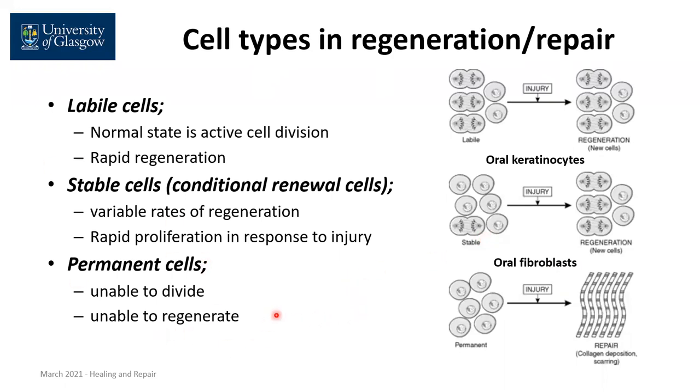And then finally, we have permanent cells. As you can tell from the name, these are unable to divide, unable to regenerate. Good examples of these would be your heart or your muscle cells, or also your nerve fibers as well.